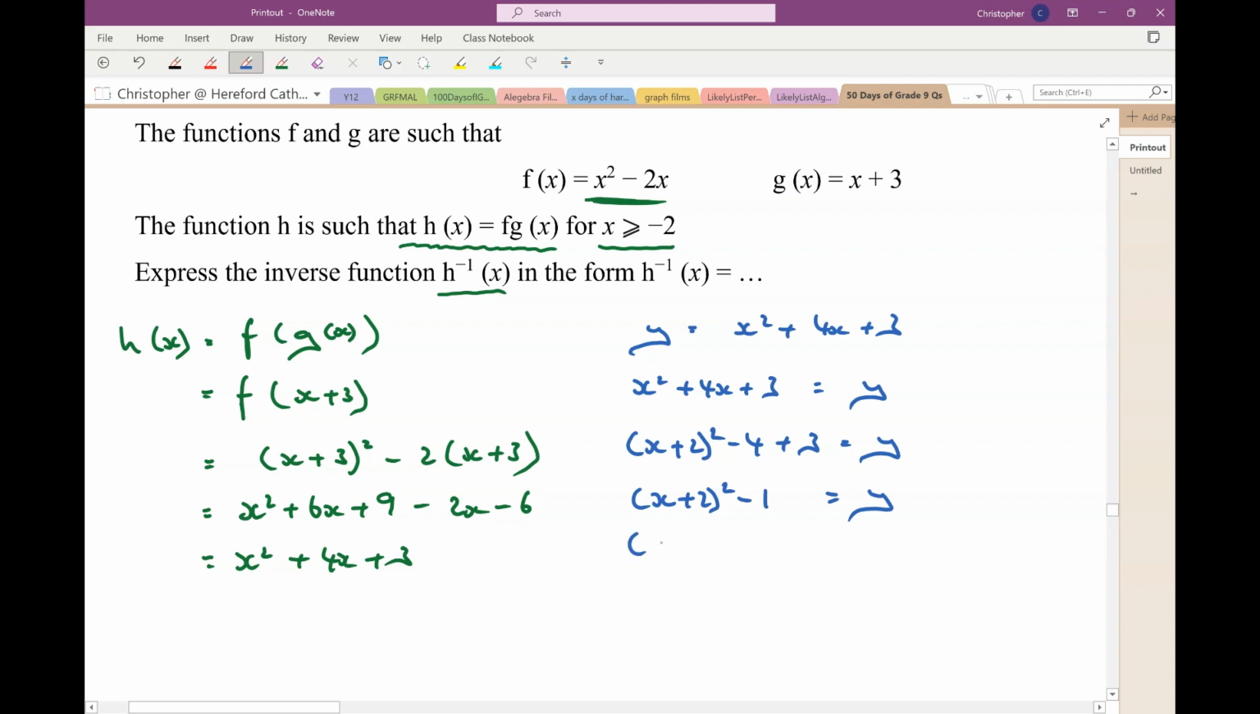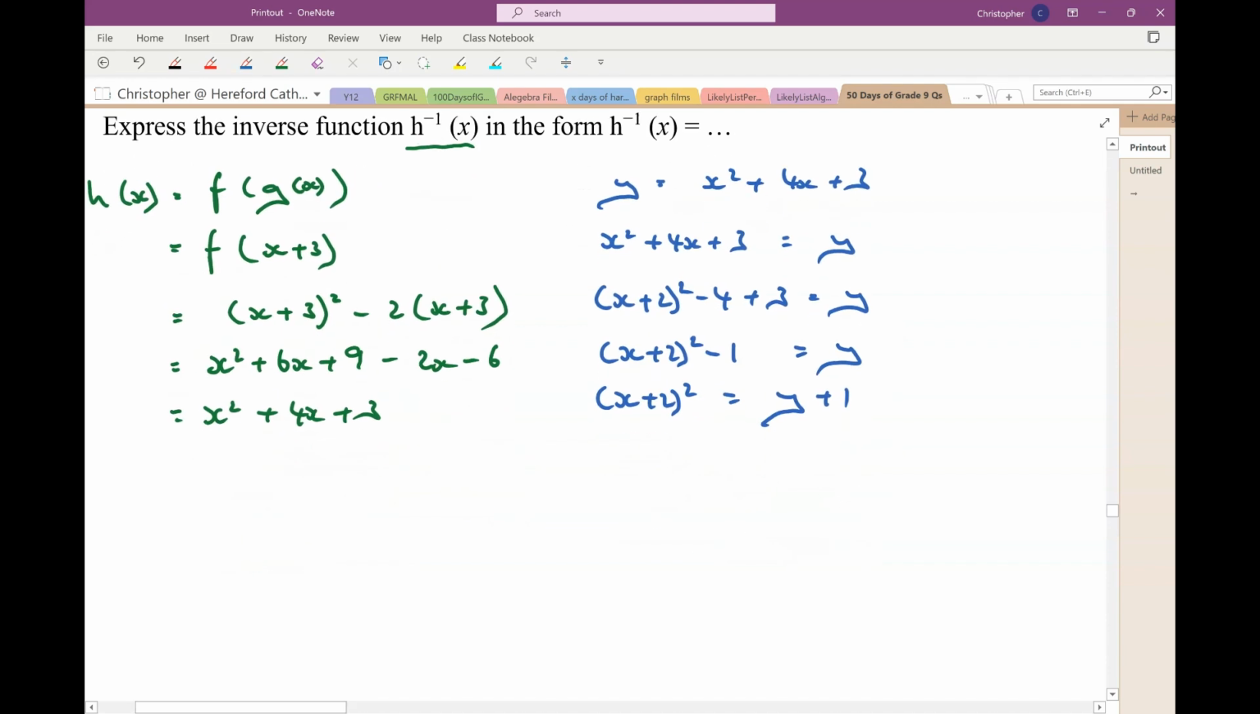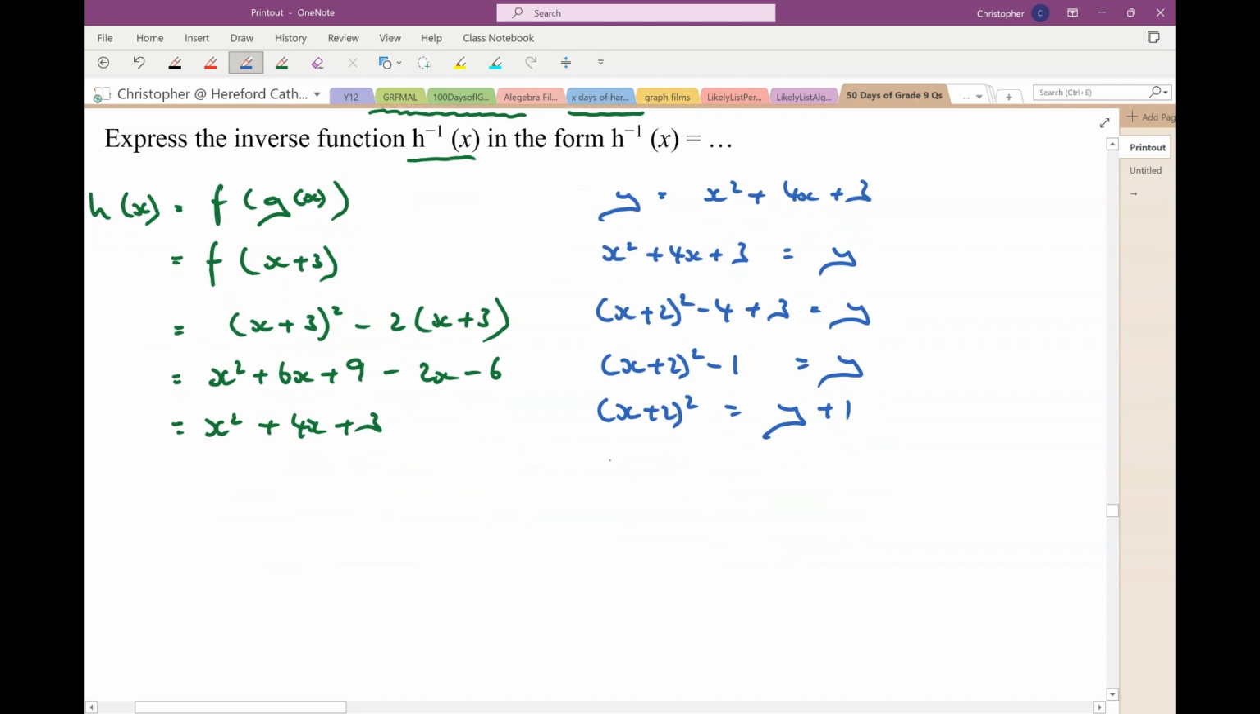Let's add 1 to both sides. (x plus 2) squared equals y plus 1. Now, let's square root both sides. So x plus 2 equals plus or minus the square root of y plus 1. Now it's minus 2, so x equals minus 2 plus or minus the square root of y plus 1.